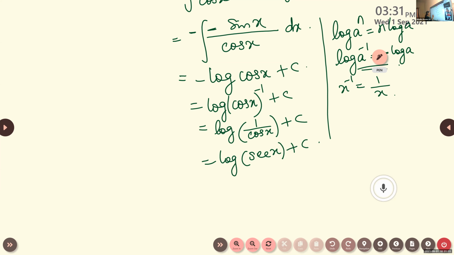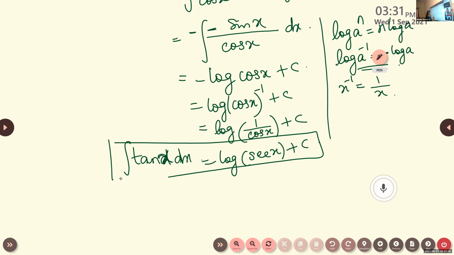So this is the formula for integral of tan x dx. Integral of tan x is log sec x plus c. So this is the formula for integral of tan x.